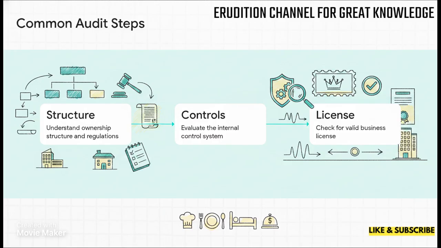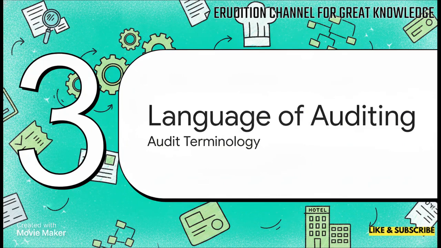And Step 3, well, it's incredibly practical. Just check that the organization actually has a valid license from the appropriate authority to run the business. Without these 3 universal structural checks, the rest of the audit literally cannot proceed. Section 3, the language of auditing.